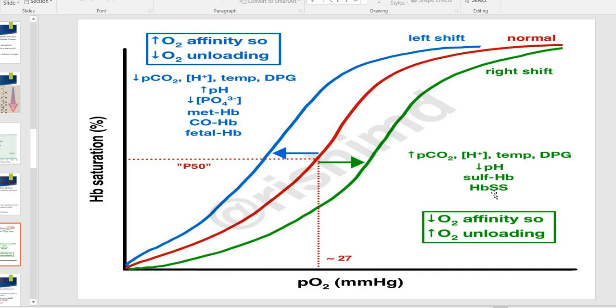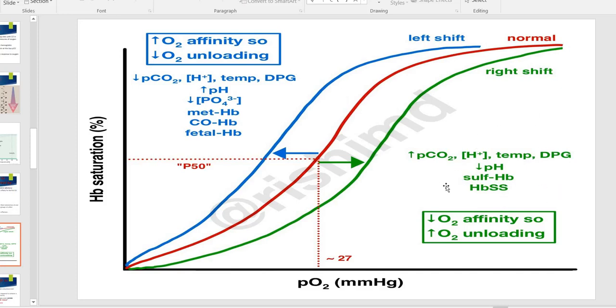And in contrast, the left shift. What is the meaning of left shift? You will remember it by: left means to leave the tissue. So oxygen will leave the tissue, hemoglobin affinity for oxygen will increase, and there is decrease in oxygen unloading and increased oxygen loading. Again, left means that oxygen leaves the tissue. So there is decrease in oxygen unloading and increased hemoglobin affinity to bind with oxygen.